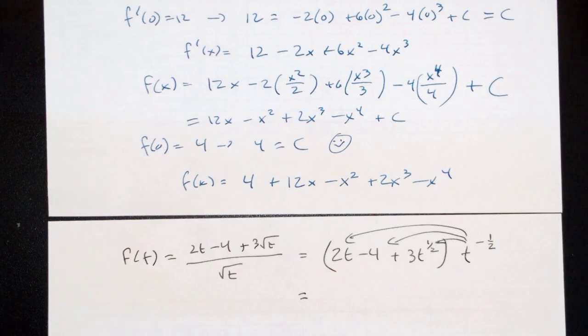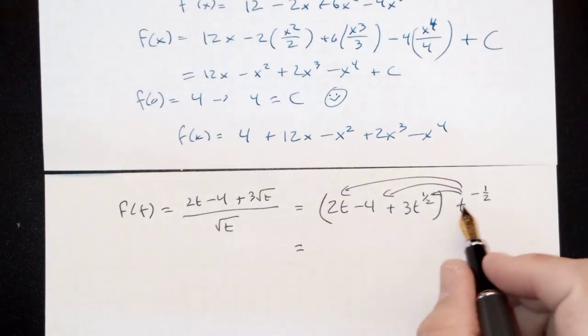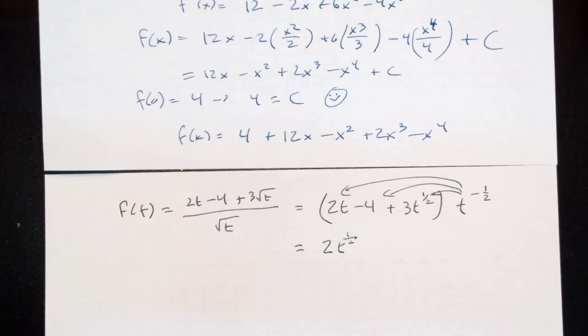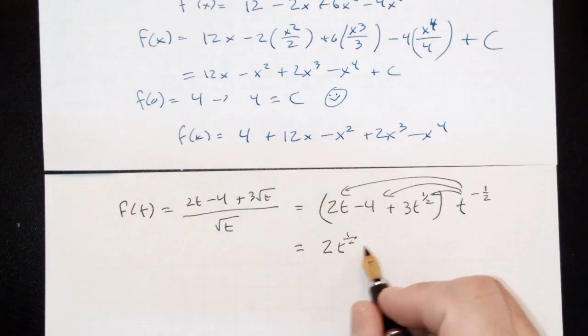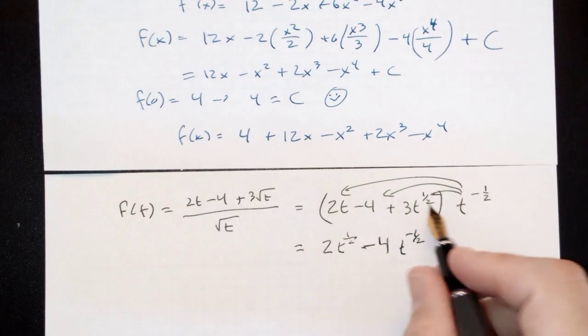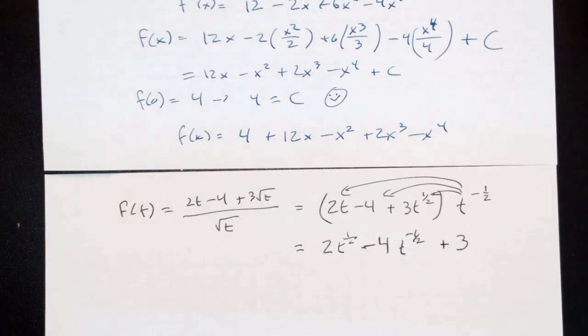When I multiply things with the same base, that's t to the first here. What do I do with the powers? So that 1 minus a half becomes 2t to the 1/2. And then here, and then here, and now it's just power rule. Now I know what to do with it.